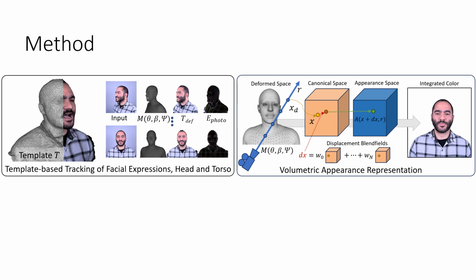Our method pipeline comprises of two stages: template-based tracking and the volumetric deformation and appearance modeling component. The first component is the template-based tracking.